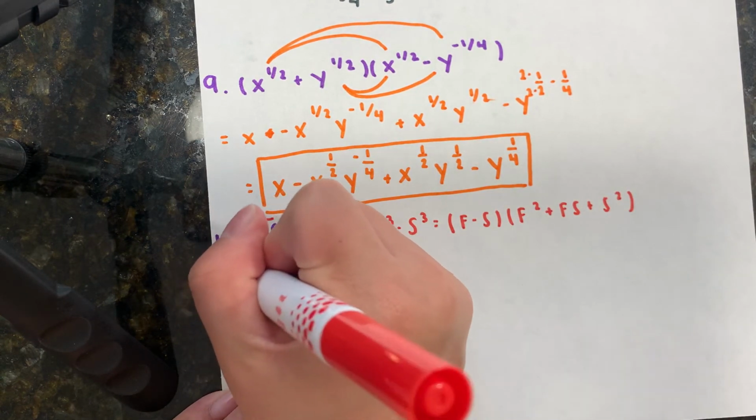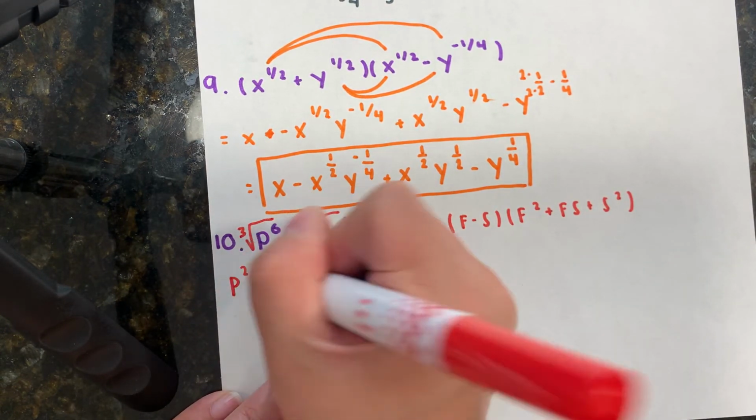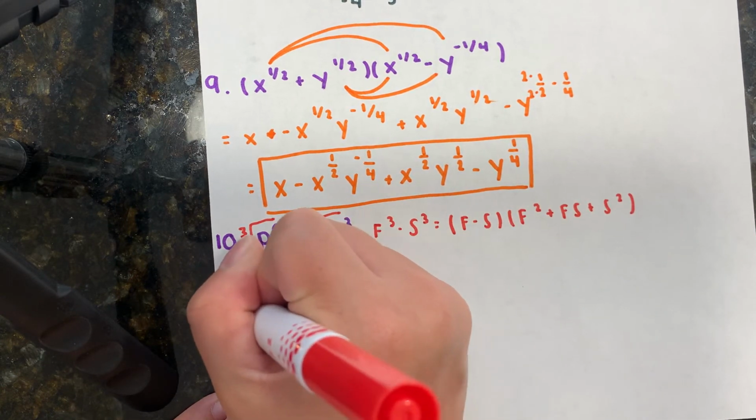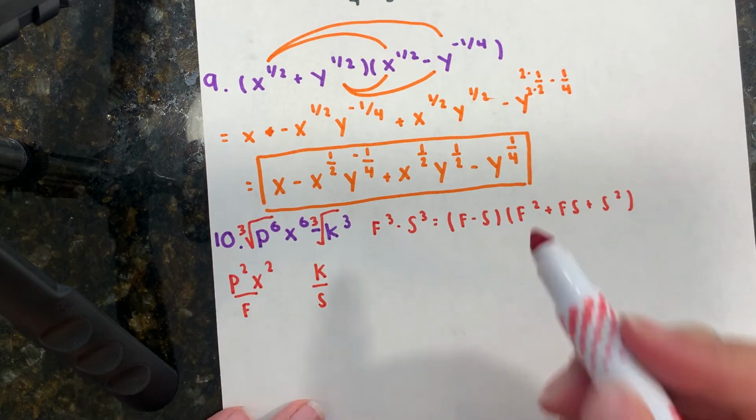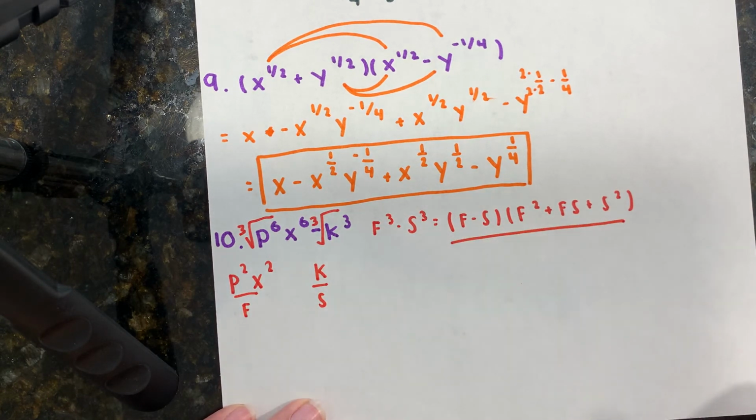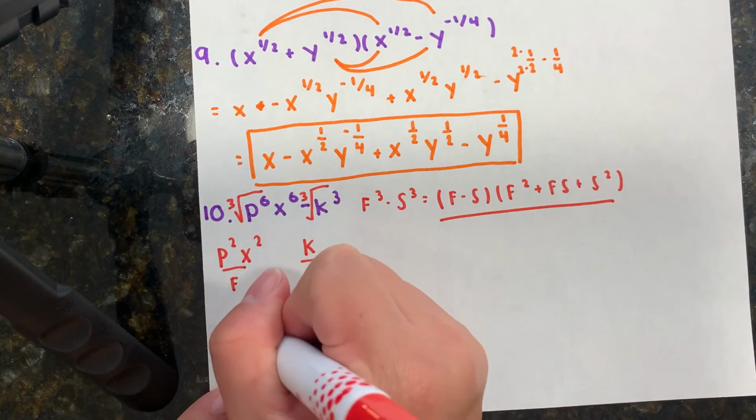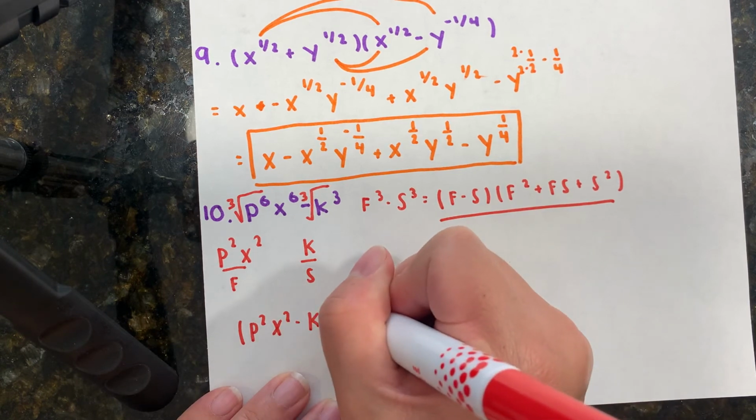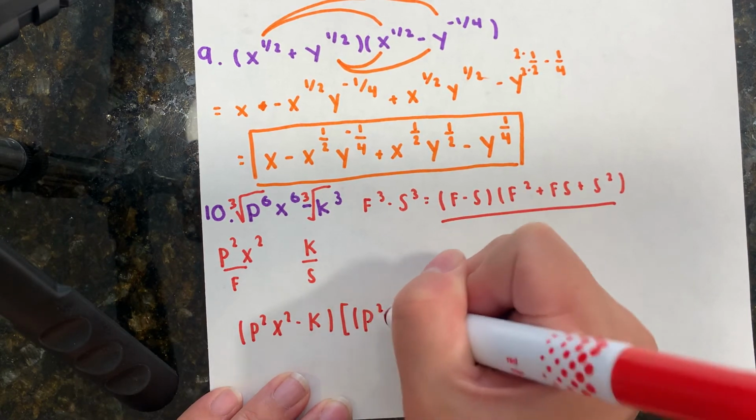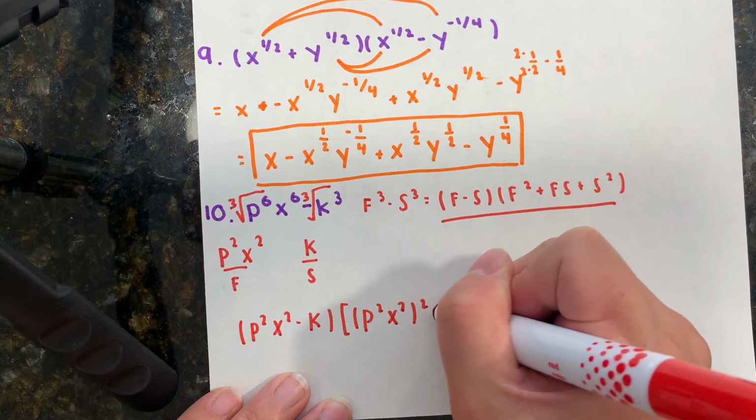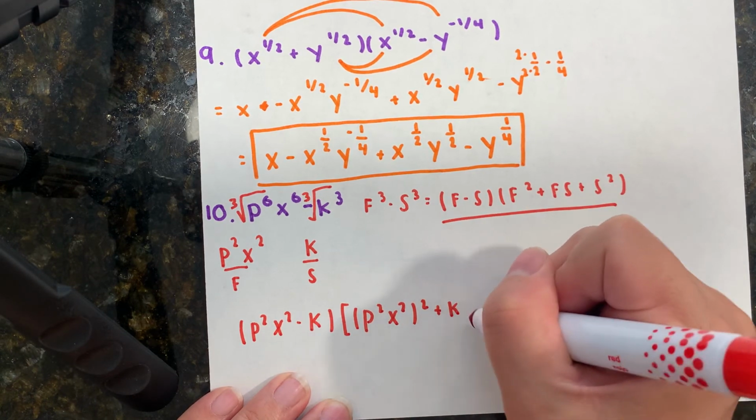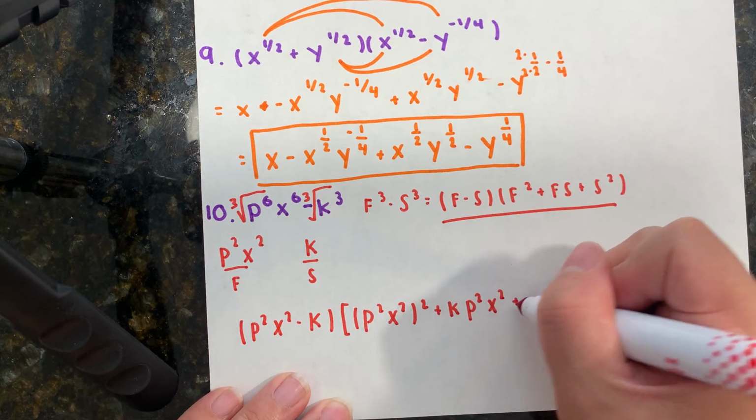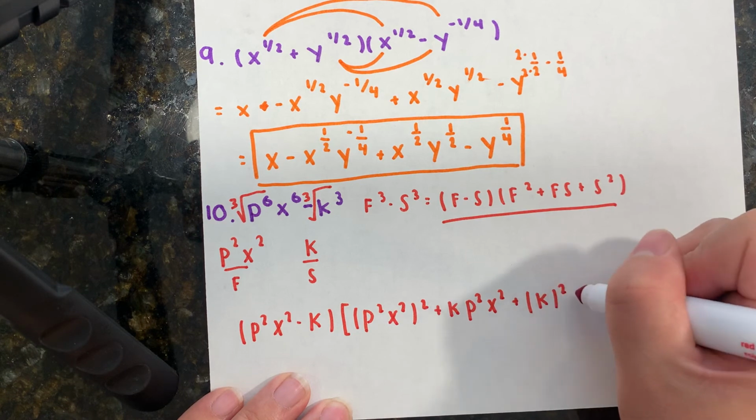So p would be to the second, x would be to the second, and then k would be to the first. And this is going to be your first term and your second term. You're plugging into this side of the equation over here. So that would be p squared x squared minus k times p squared x squared, squared, plus k p squared x squared plus k squared.